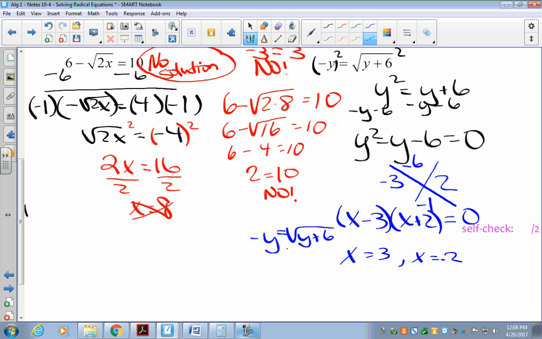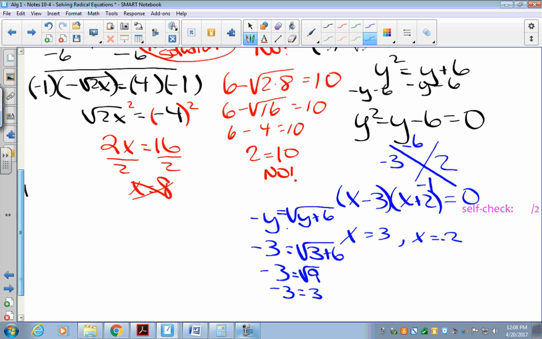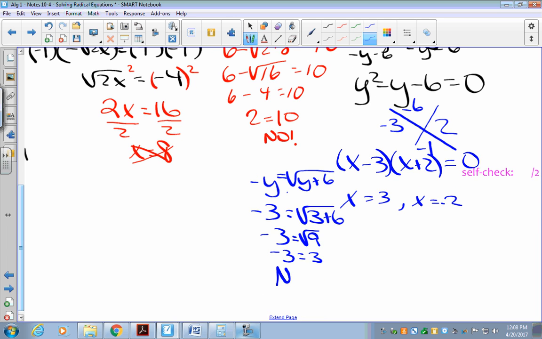All right, so let's plug in 3 and see if we get out the right answer. Negative 3 square root of 3 plus 6. Is negative 3 equal to the square root of 9? Is negative 3 equal to 3? So this is a big no. And this is not one of our answers. Got it. All right, let's try the other one.